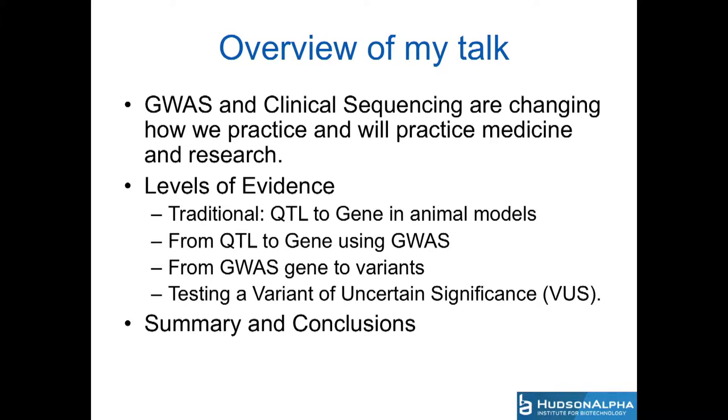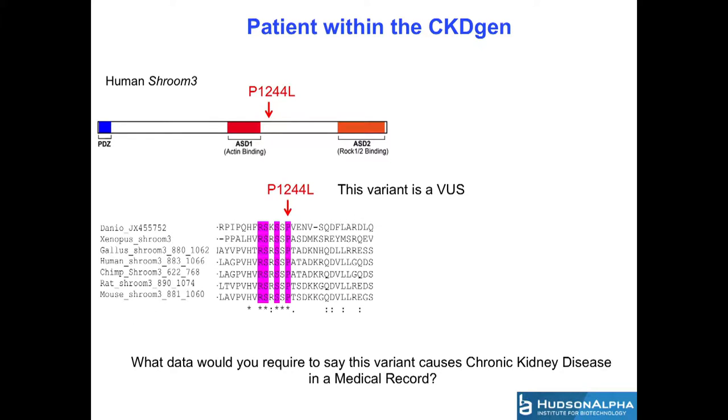And I just want to walk you through one example that's happened in our particular case. So we had a patient that we were actually studying from the Chronic Kidney Disease Consortium. And this individual patient had a mutation in SHROOM3, and this particular variant was a variant of unknown significance. It's highly conserved down through a whole bunch of different beasties. And so the question I want you to think about as we go through this is, what data would you require to say this variant causes chronic kidney disease to put in a medical record? Okay, so that's really the threshold I want you to think about. Not to write a paper, but to put in a medical record.